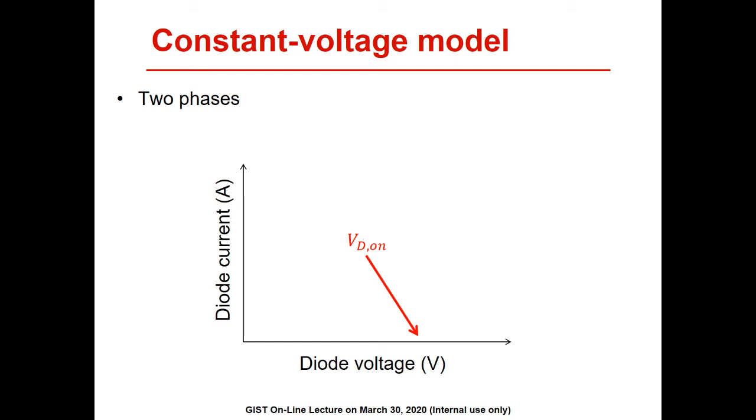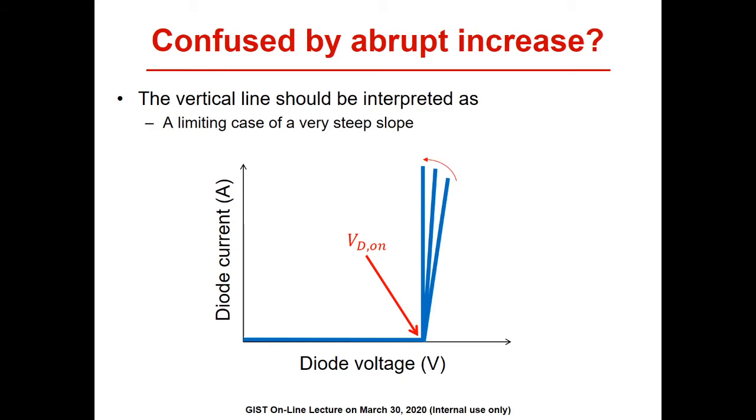When the applied voltage is lower than this voltage, the diode does not conduct a current. Also, an abrupt increase of the diode current is assumed at V_D,on. At first glance, the abrupt increase introduces some confusion to students. How can we have a vertical line? It is not possible. A vertical line does not have a unique value. That is a natural question.